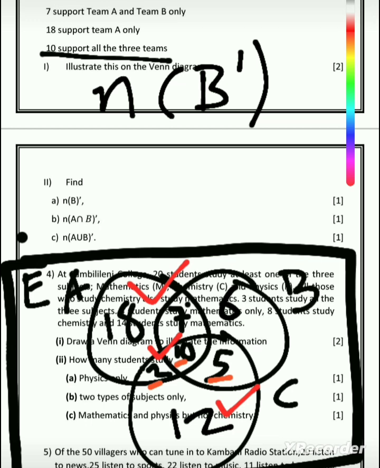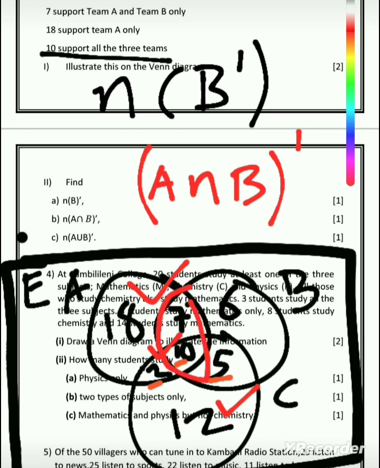Okay, going to B, number of elements in A intersect B complement. So A intersect B complement. So anything outside A intersect B, that's what they want. Anything outside the A intersect B. We're talking about the same 18 plus 2, 20, plus 12, 32, plus 5, 37, plus 6, it's going to be 43.